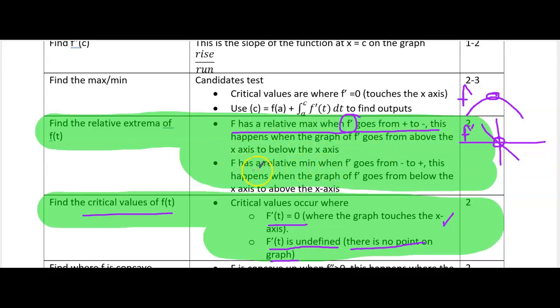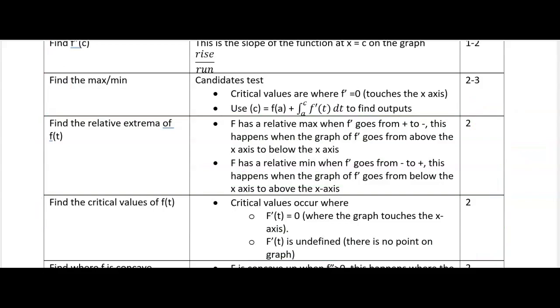Contrary-wise, f has a relative minimum when the derivative changes from negative to positive, and that happens when the derivative goes from below to above. Okay, so let's go ahead and do a couple of problems like that.